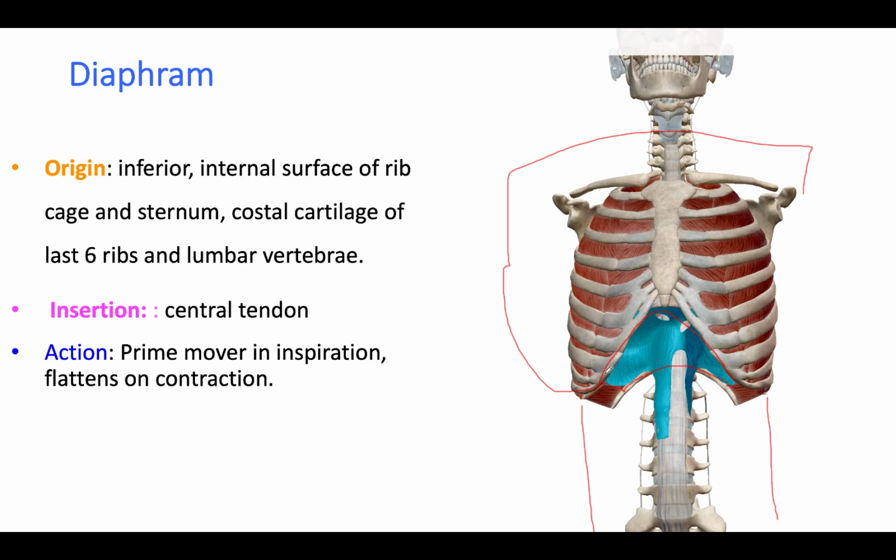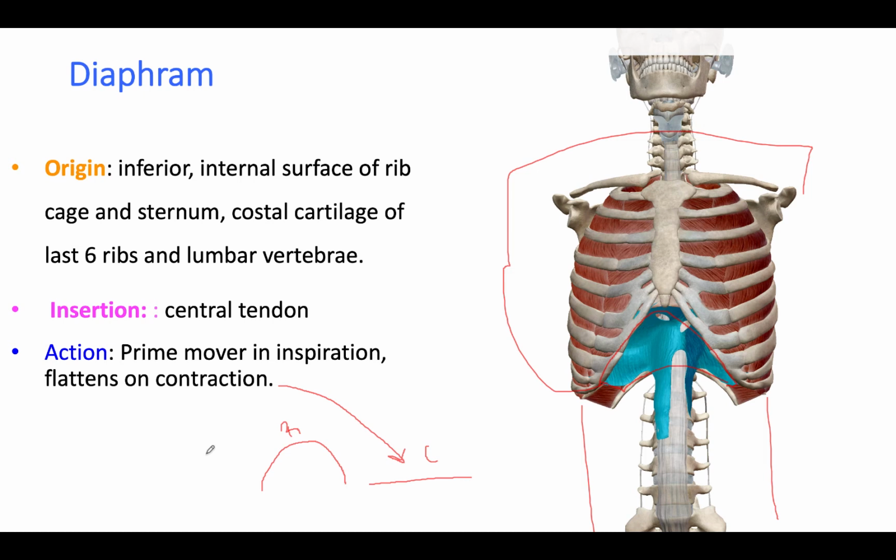Okay, and it's this thin sheet-like muscle, and its job is to contract. So it contracts into a dome-like shape, and then it becomes flat, flat-ish. It flattens on contraction. When it's relaxing, it's like this, and then during contraction, it will flatten out. This is relaxation, this is contraction.